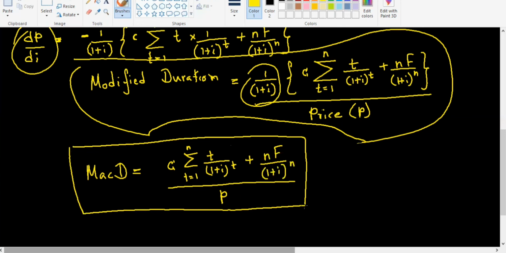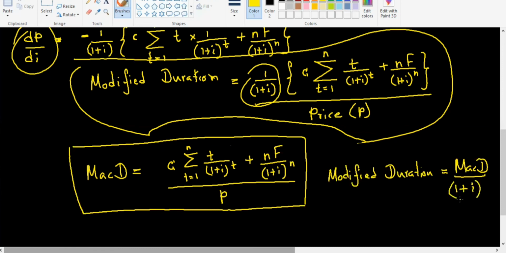And what is the relationship between the Macaulay duration and the modified duration? The modified duration is the Macaulay duration divided by this 1 plus i component. So 1 plus i. This is the relationship between the Macaulay duration and the bond modified duration.